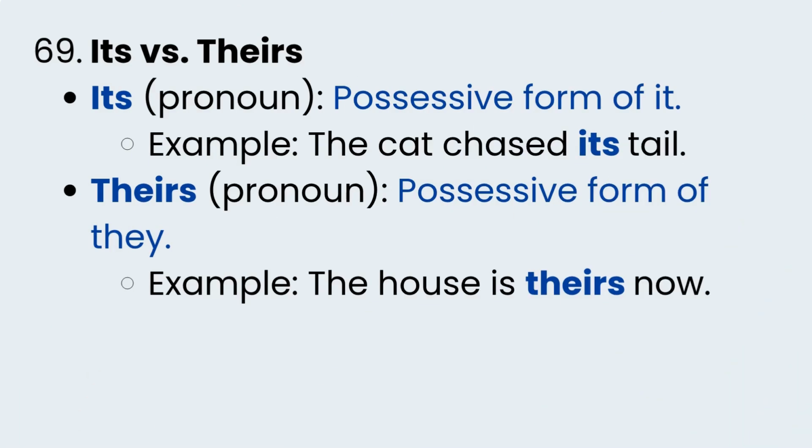69. Its versus theirs. Its, pronoun: possessive form of it. Example: the cat chased its tail. Theirs, pronoun: possessive form of they. Example: the house is theirs now.